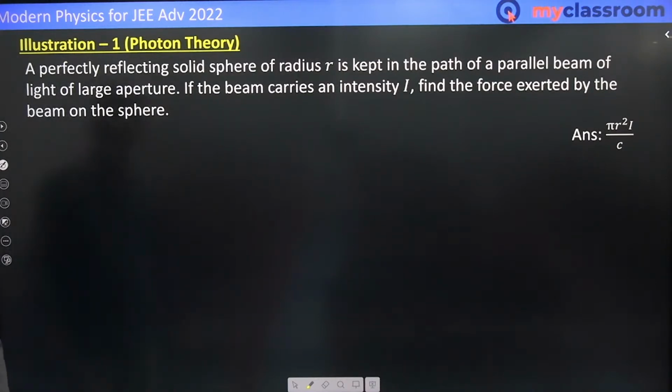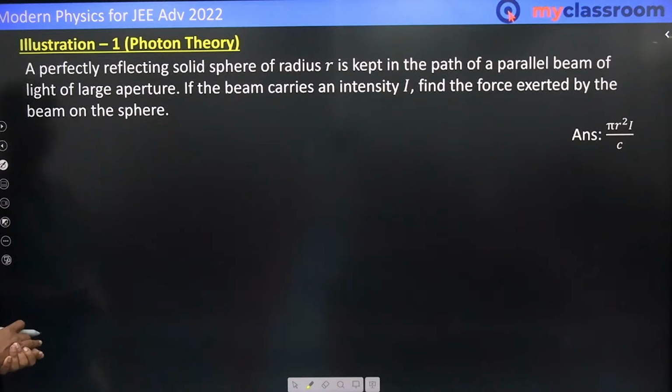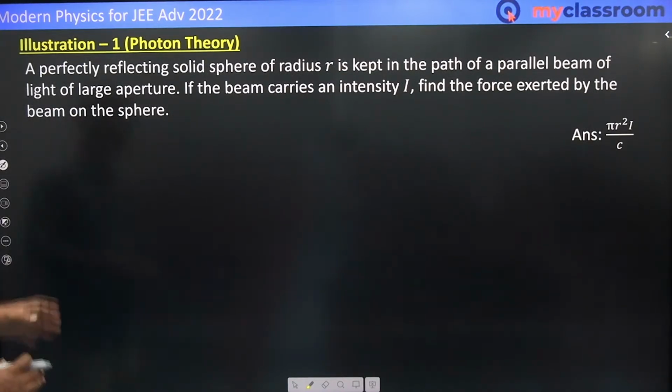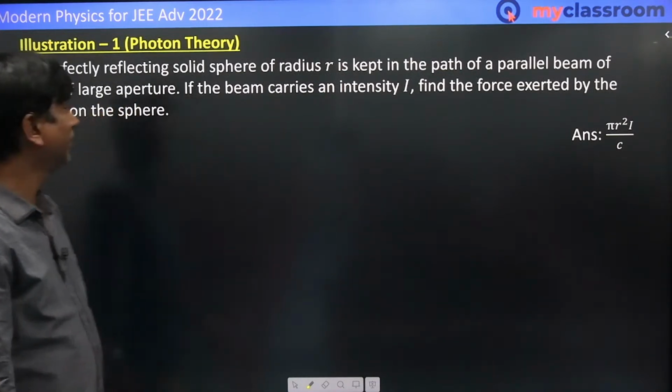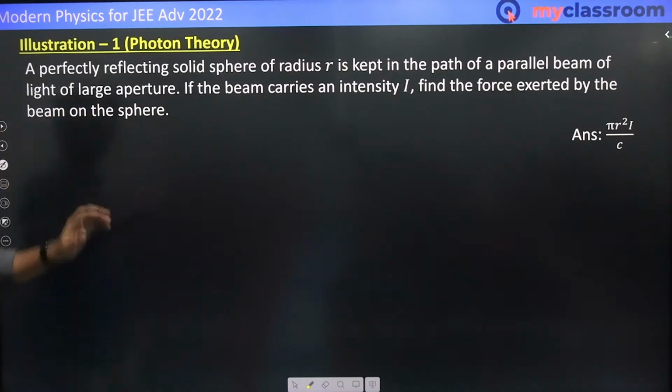So here is the first question. A perfectly reflecting solid sphere of radius small r is kept in the path of a parallel beam of light of large aperture. If the beam carries an intensity I, find the force exerted by the beam on the sphere. So first thing, reflecting.